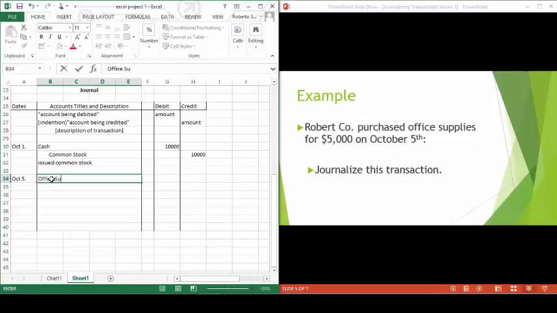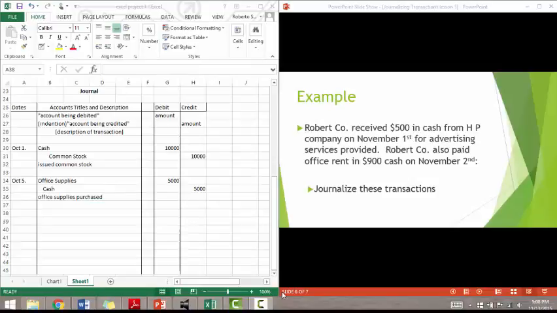The date is to be entered first, then office supplies, since that is the account being debited, and enter the amount. Under that line, we indent and enter cash since it is the account being credited, and follow up with the amount on the credit column. The brief explanation can state, office supplies purchased. We had mentioned this other example consists of two transactions which are to be journalized separately. Since the journal is supposed to be strictly chronological, the event that happened earlier shall be journalized first.